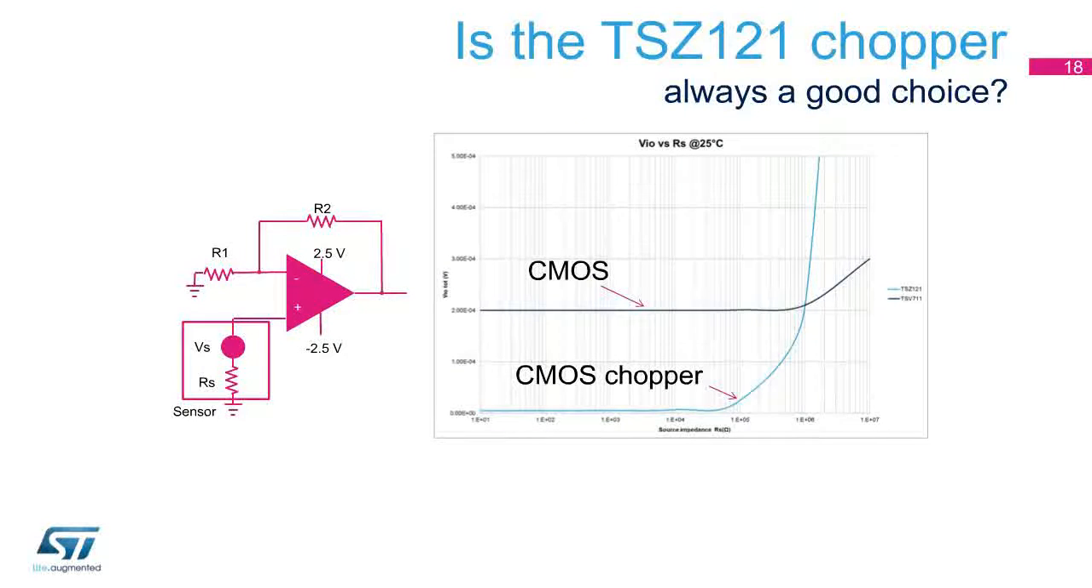In the precision domain, the TSZ121 is generally the best candidate as it offers extremely good parameters due to its chopper architecture. But the input stage of chopper-stabilized amplifiers does not behave like conventional amplifier input stages. The TSZ121 uses switches on the inputs that continually chop the input signal at 100 kHz to reduce input offset voltage down to 5 microvolts.